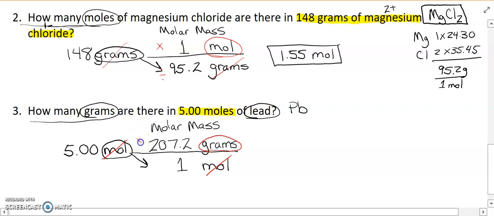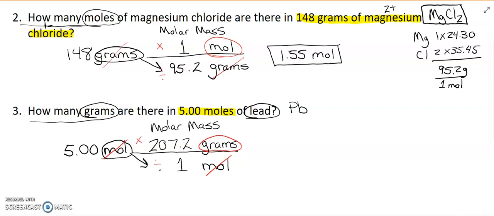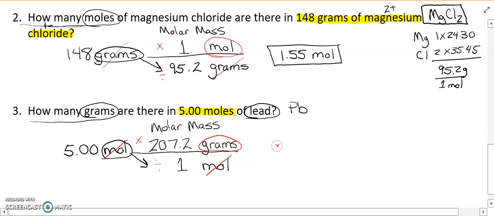And I'm still going to multiply by what's on the top, and I'm still going to divide by what's on the bottom. But this time I'm going to multiply by the 207.2. So in my calculator, I'm going to take 5 times 207.2, and I'm going to divide by 1. And I'm going to come out with 1036 grams of lead.